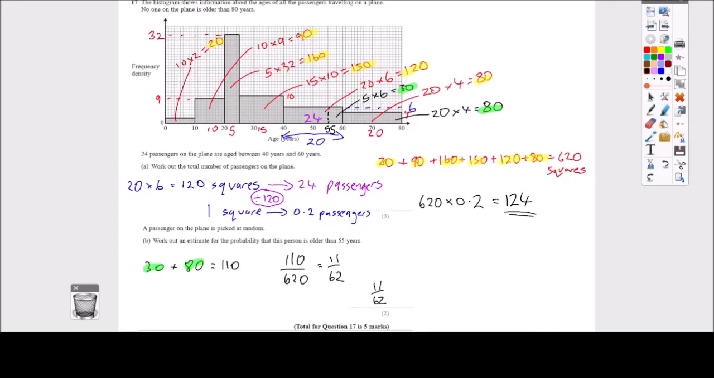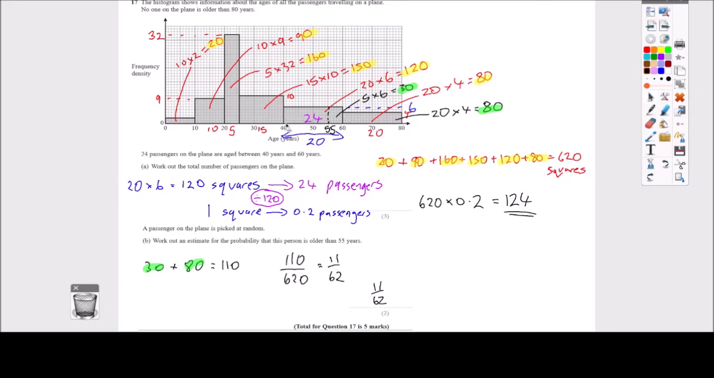Question 17. Now we're being asked to work out the total number of passengers on the plane. Now remember, with a histogram, the area equals the frequency. So the first thing I've got to do is really break the code. So what information am I told? I'm told 24 passengers are aged between 40 and 60. So this area here from 40 to 60 represents 24 passengers.